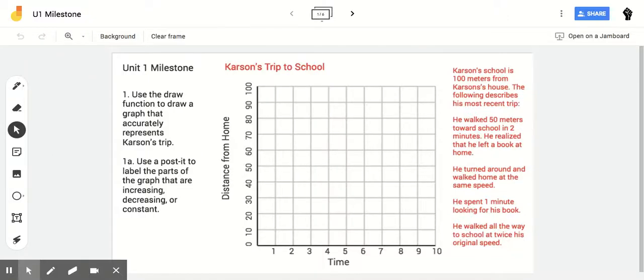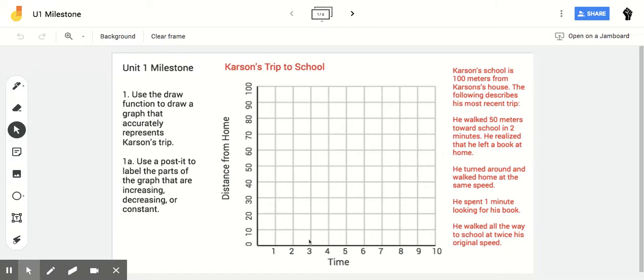Okay, welcome to your Unit 1 milestone task. This is the chance to show everything that you've learned this unit and celebrate how far you have come. So we're going to walk through the test in this video and just go over the instructions.